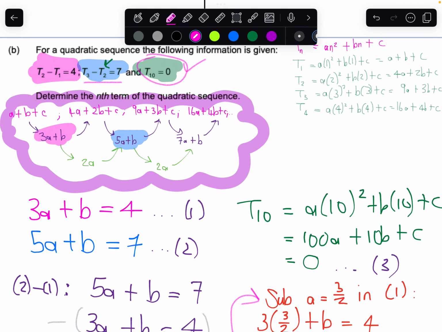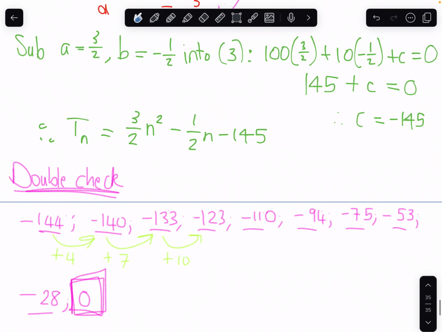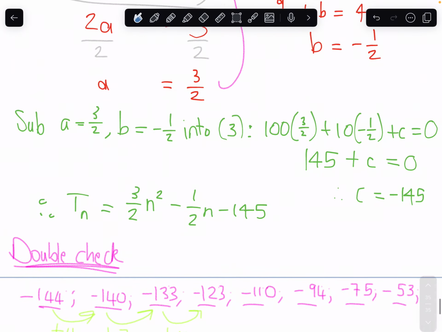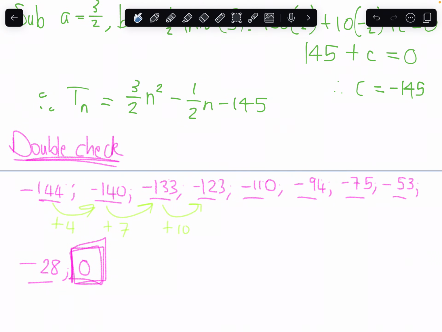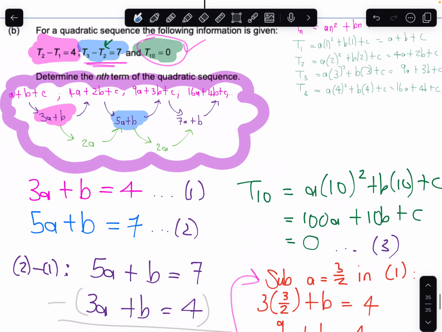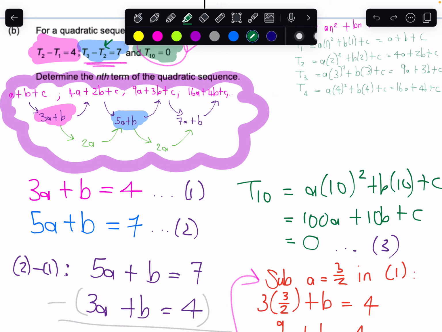Awesome. The difference between term 3 and term 2 is 7. Yep, that we've already seen. And the difference between the first 2 terms is 4. Okay, so I have a good feeling about this one. If I've gotten it wrong again, I think I'll call it. So yeah, 3 over 2 n squared minus a half n minus 145 is our Tn. Awesome. So yeah, I hope this is a nifty little tool for you in approaching your quadratic pattern questions. A nice 4 or 5 marks to score relatively easily.